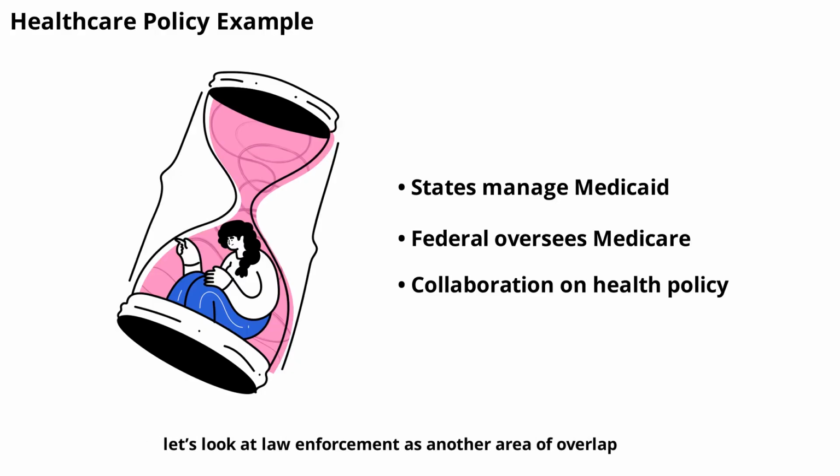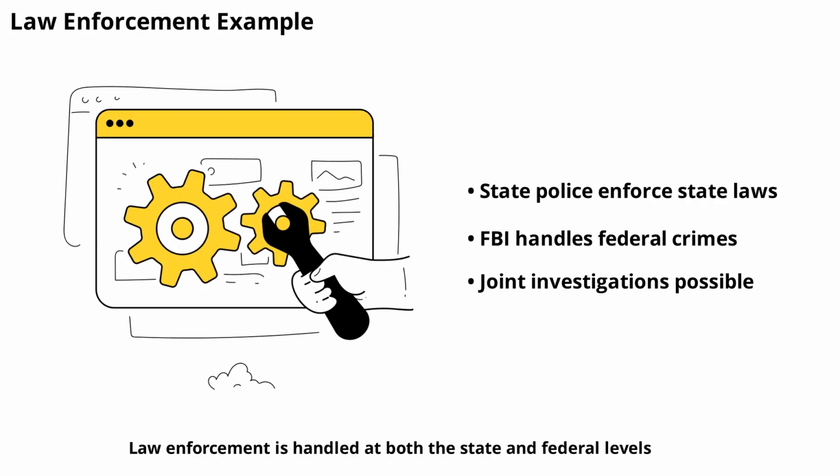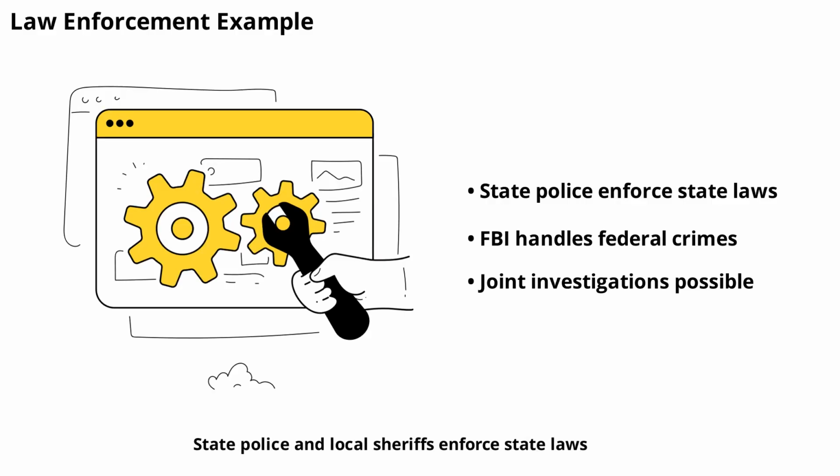Next, let's look at law enforcement as another area of overlap. Law enforcement is handled at both the state and federal levels. State police and local sheriffs enforce state laws, while federal agencies like the FBI handle crimes that cross state lines or involve federal law. Sometimes, these agencies work together on investigations, sharing resources and expertise. This cooperation helps ensure public safety across all levels of government.